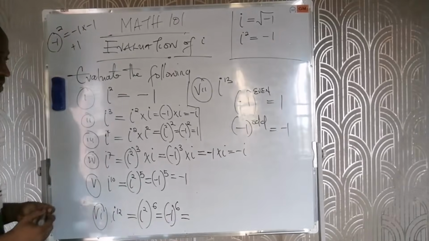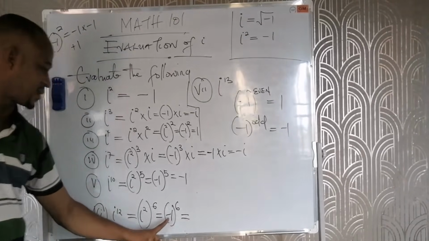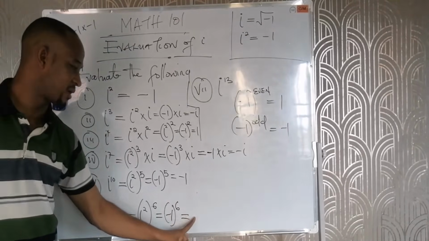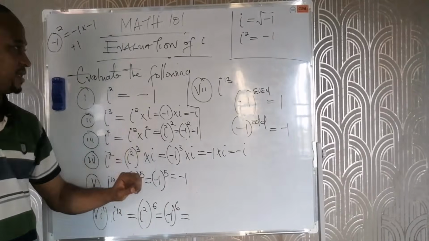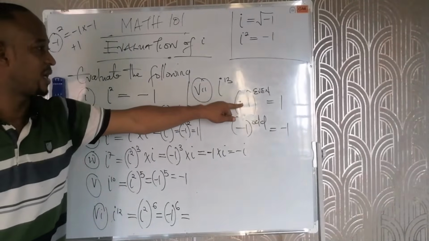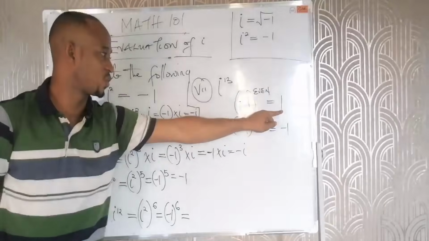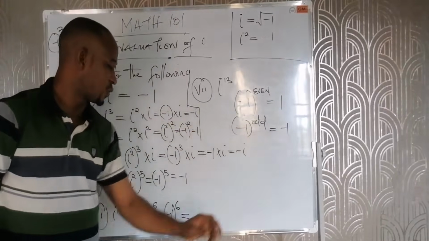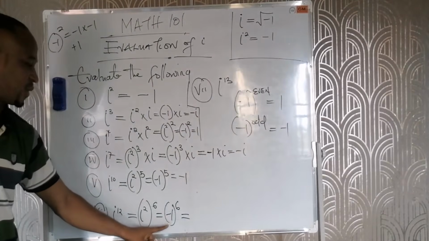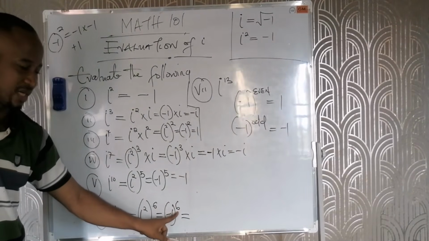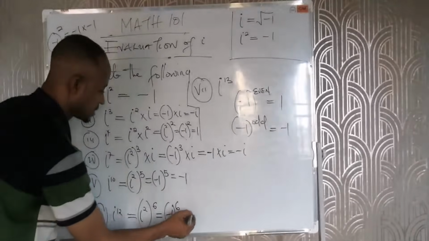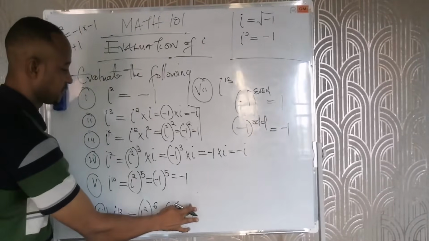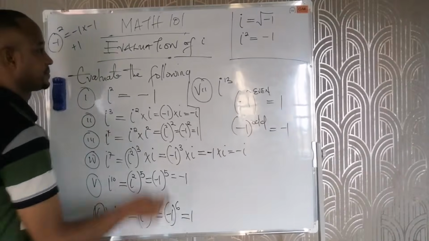Now the question is, will the value of minus 1 raised to power 6 be positive 1 or negative 1? I said, whenever we have minus 1 raised to an even number, the result is 1. Minus 1 raised to an odd number, the result is minus 1. So for here, minus 1 raised to power 6, 6 is even, right? So my answer will be positive 1.